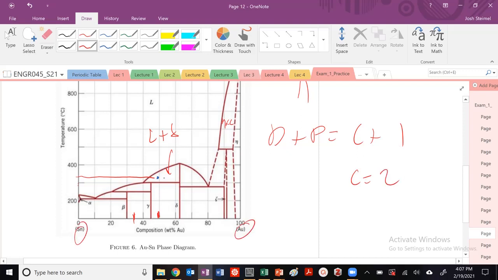What is my number of phases in here? This is equal to 2. So now my degrees of freedom is 1, because I will instantaneously phase separate into liquid of this composition and a solid of this composition. If I change temperature, my composition is fixed. If I change composition along this line or this line, then my temperature is fixed. So my degrees of freedom is equal to 1.